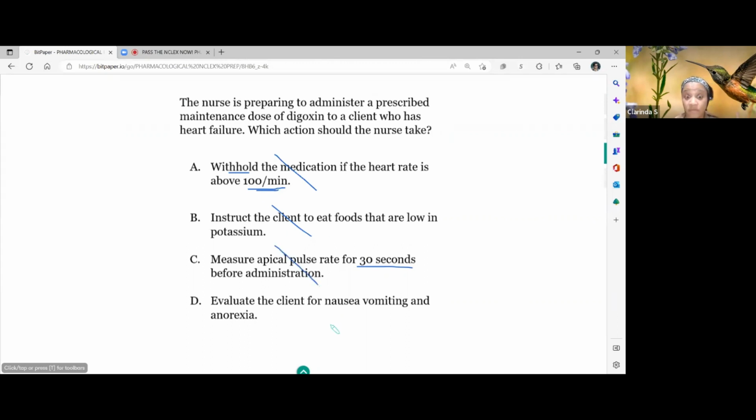And then we're left with one. So it has to be the answer. Even if we weren't really getting to that, what is that telling us? What is that option? What does that mean? Evaluate for nausea, vomiting, and anorexia.